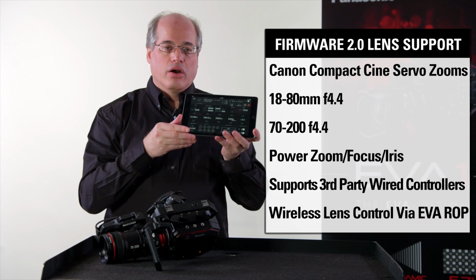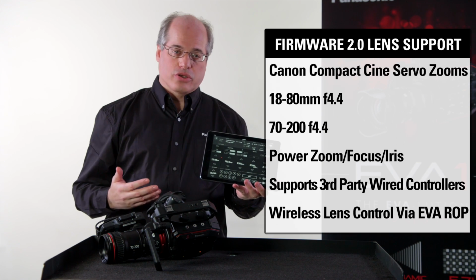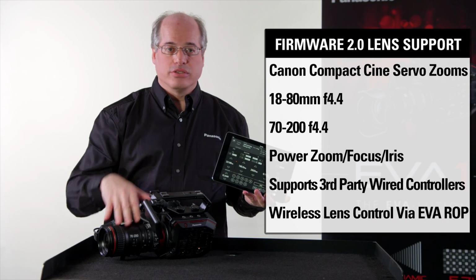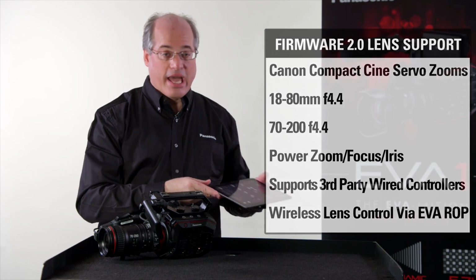And if that remote control is not enough, we have also enabled, with the next version of the EVA RCP, wireless control, not only of the camera, but also the functions on the lens, the iris and the focus and the zoom.